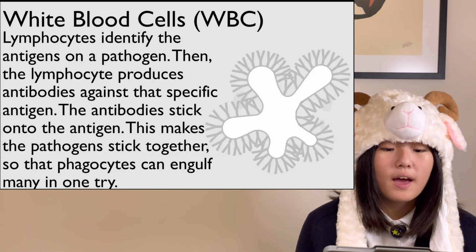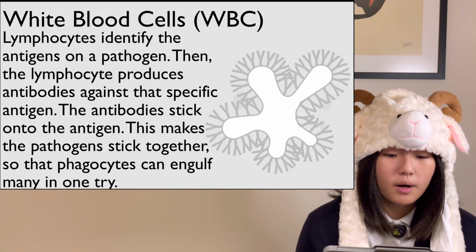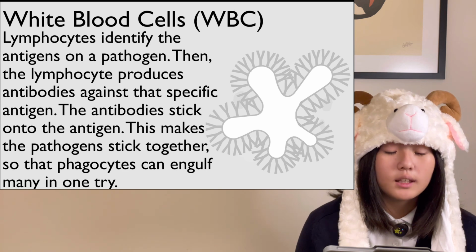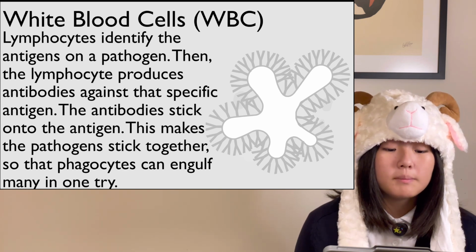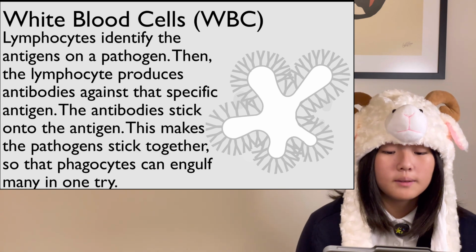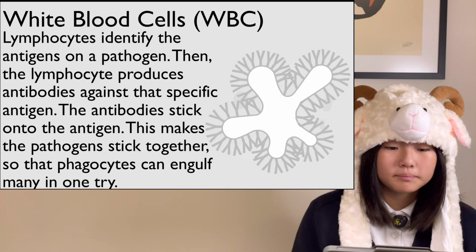Lymphocytes identify the antigens on a pathogen. Then the lymphocyte produces antibodies against that specific antigen. The antibodies stick onto the antigen. This makes the pathogens stick together so that once a phagocyte finds them, they can engulf many in one gulp.